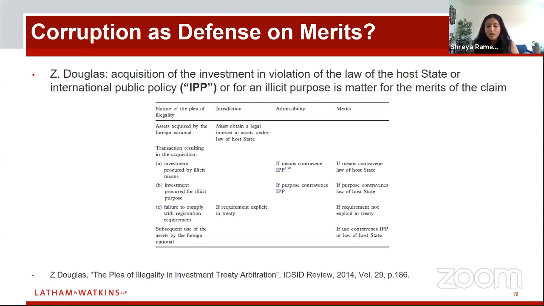However, to argue that a contravention of international public policy, which is abbreviated on this slide as IPP, operates as a bar to admissibility, there are two limited cases. The first is when the investment is procured by illicit means, or when the investment is procured for an illicit purpose. In all other cases, the issue must be dealt with as a substantive matter for the merits or as a defense, but not for the purpose of jurisdiction or admissibility.